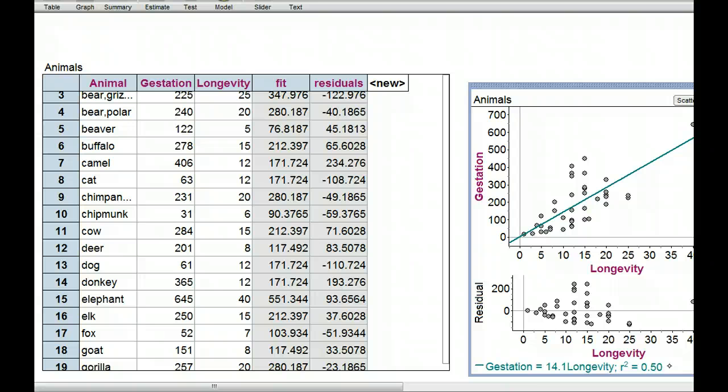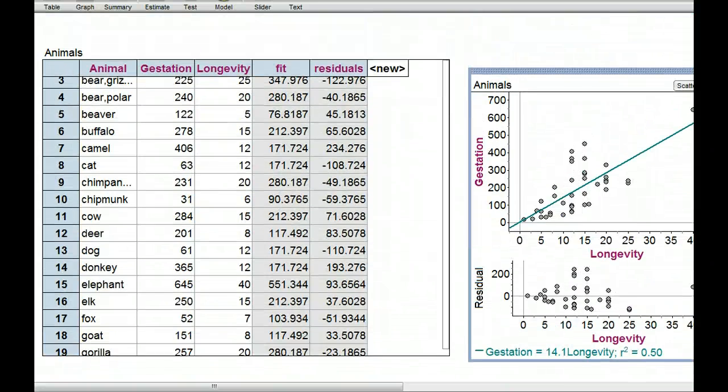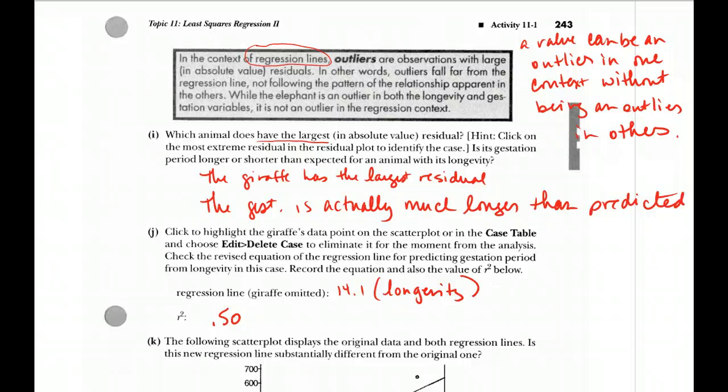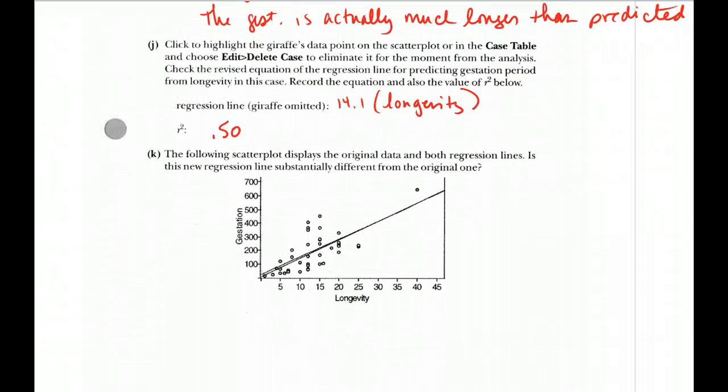Okay, I'll record that. Regression line, giraffe omitted. I got 14.1 times the longevity, not log. And R squared was 0.50. Okay, so that means the slope went up and the determination coefficient went up, so we have a higher percentage on the line. The following scatter plot displays the original and both regression lines.